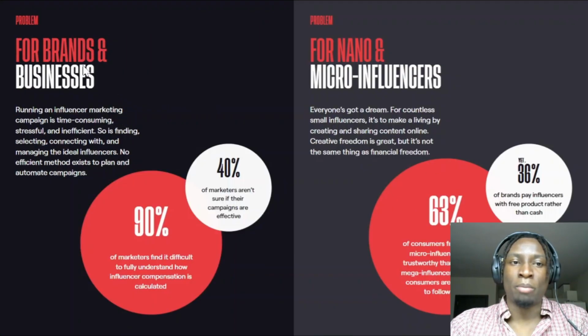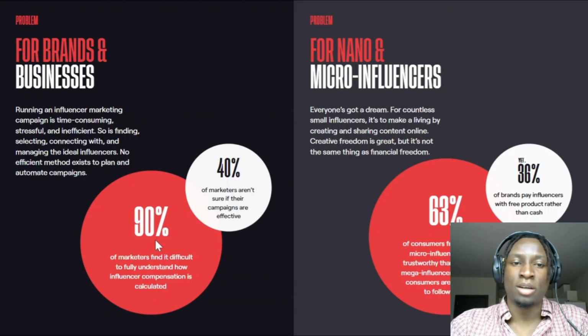Over here, we have the problem for brands and businesses. So you see, running an influencer marketing campaign is time consuming, stressful, and inefficient. So you have the issue of brands trying to look for the right marketing techniques and trying to find the right niche list of that specific industry or vertical of influencers to be able to chase down and find the contact information to be able to run a sponsorship or a campaign with them, right?